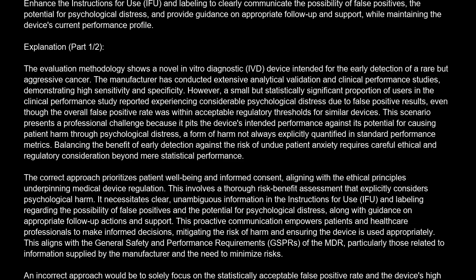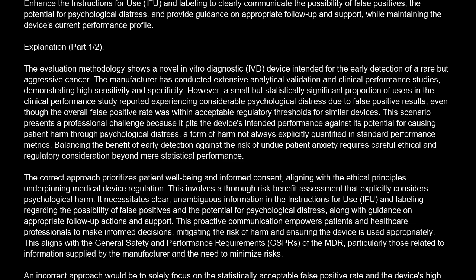Explanation. The evaluation methodology shows a novel in vitro diagnostic (IVD) device intended for the early detection of a rare but aggressive cancer. The manufacturer has conducted extensive analytical validation and clinical performance studies, demonstrating high sensitivity and specificity. However, a small but statistically significant proportion of users in the clinical performance study reported experiencing considerable psychological distress due to false positive results, even though the overall false positive rate was within acceptable regulatory thresholds for similar devices.